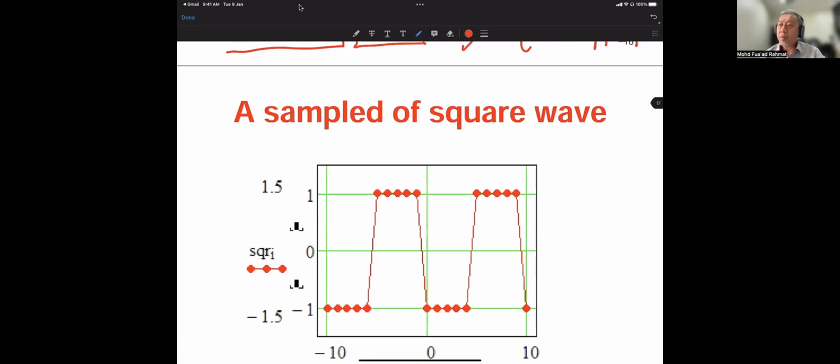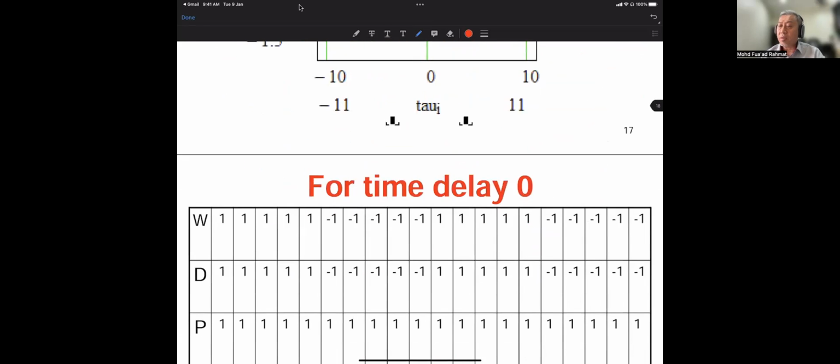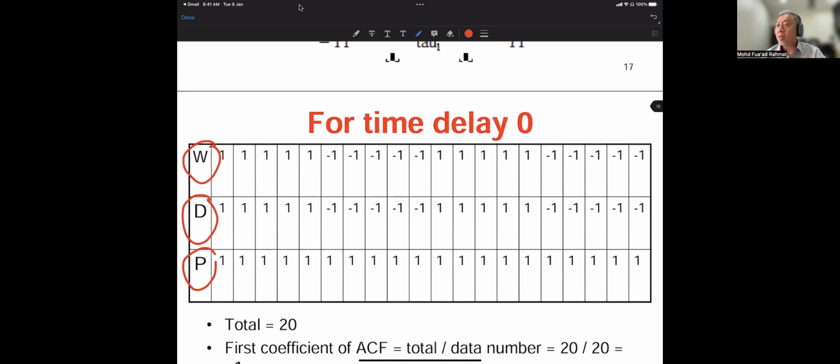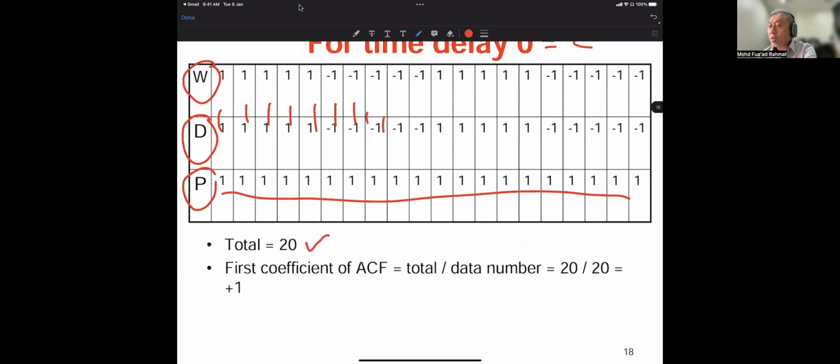For example, we have a sample of a square wave. We take 20 samples: 5, 5, 5, 5. So we have 20 samples, and then we plot it here as a wave W. This one is the duplication of the W, and this is the product. At time delay equal to 0, we just multiply, and we get this. Then we total up and average: total 20, average 20 divided by 20. This is the first autocorrelation coefficient.